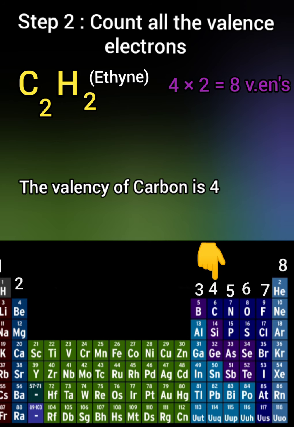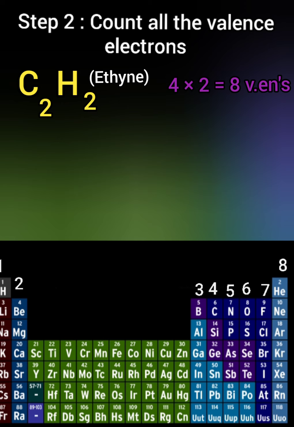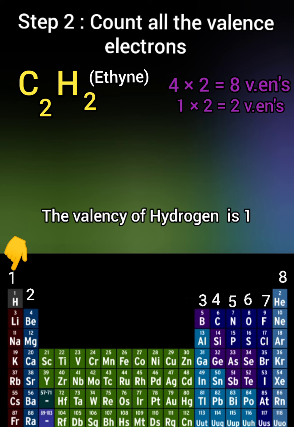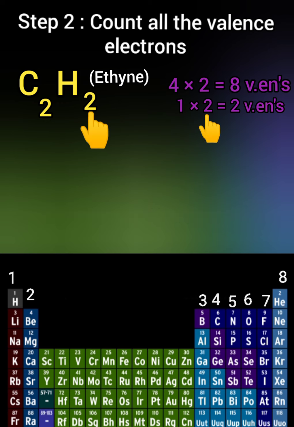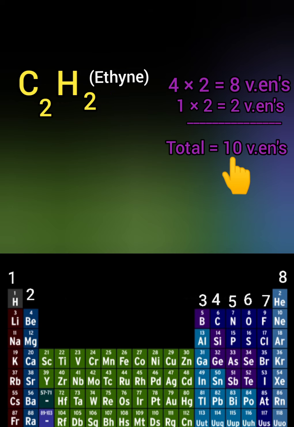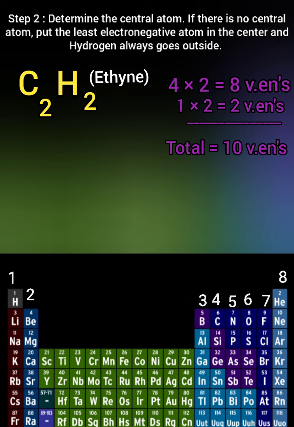The valency of carbon is 4, times the number of carbon atoms present in this molecule, 2, equals 8 valence electrons. And see the hydrogen, it is in the first column. The valency of hydrogen is 1, times the number of hydrogen atoms present in this molecule, 2, equals 2 valence electrons. Therefore, the total valence electrons of this ethyne molecule is 8 plus 2 equals 10 valence electrons. Step 2. Determine the central atom.